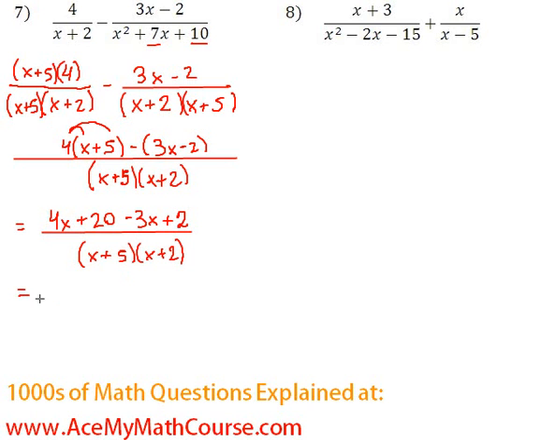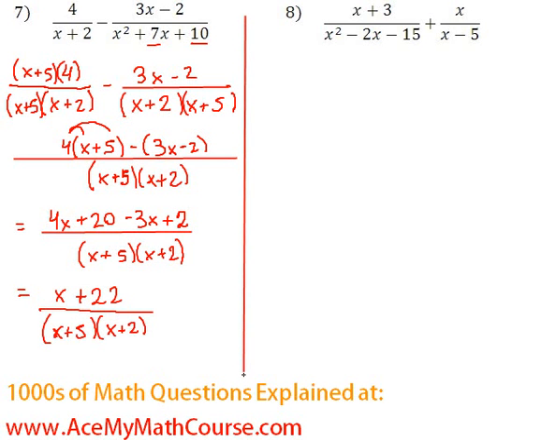Okay, now we can just combine like terms. 4x minus 3x is just x, and 20 plus 2, just 22. All over x plus 5 times x plus 2. And that's as far as we can go, so we're done. Now, how about question number 8?